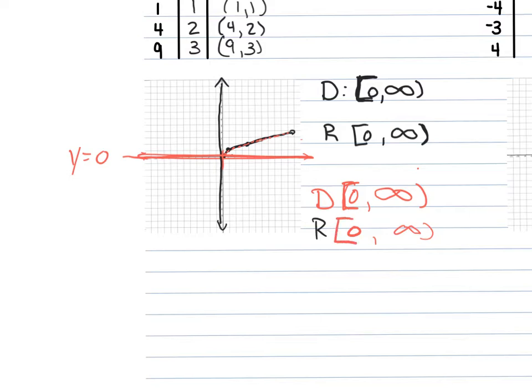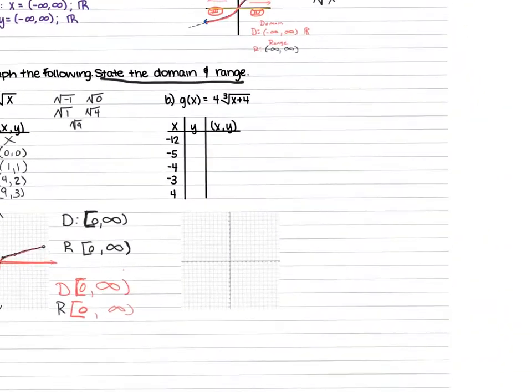So it's all about up and down and left and right. Domain is left and right. How far does it go to the left? How far does it go to the right? Now we're going to do a different one.